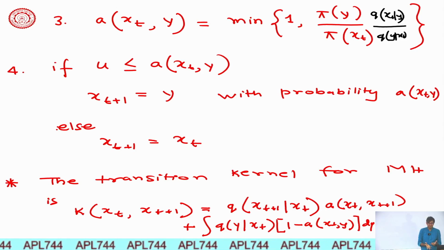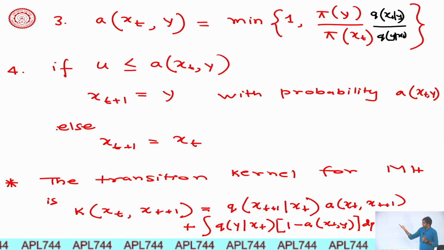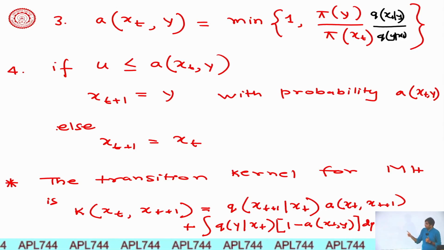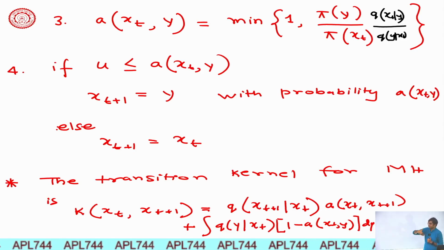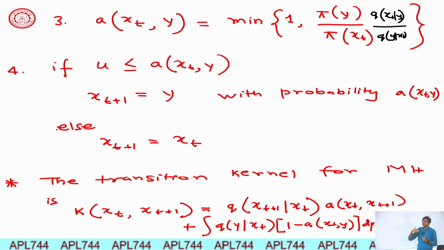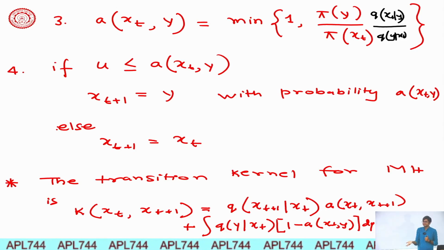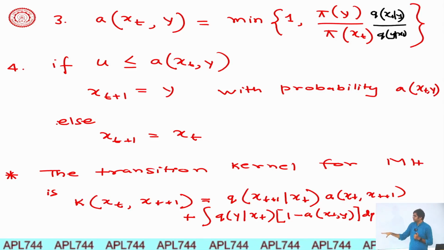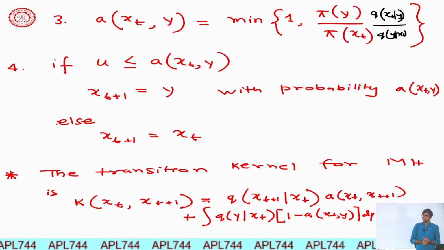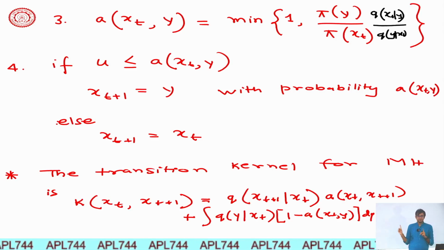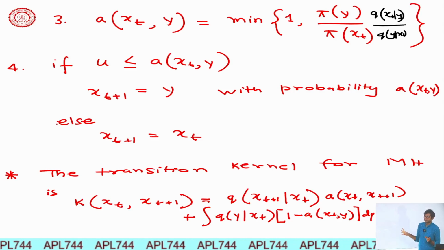And if you reject it, then it is equal to integration over y of q of y given xt, because that can be many y's, so that's why the integration over y, multiplied by that sample getting rejected. So that becomes your transition kernel, right? Clear? Any question on this one? This is a repeat from last time, but still if there is a question you can ask, because this is very important.